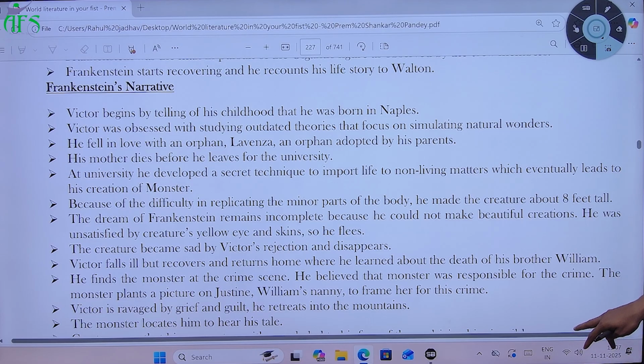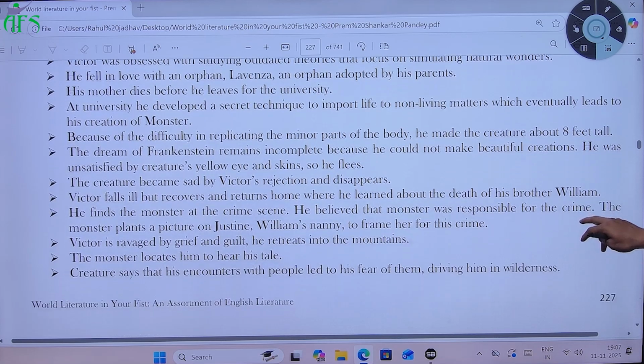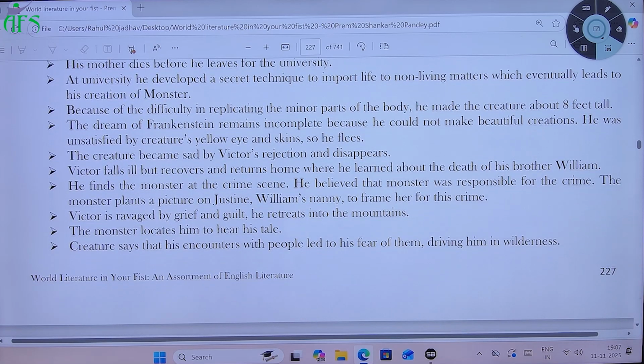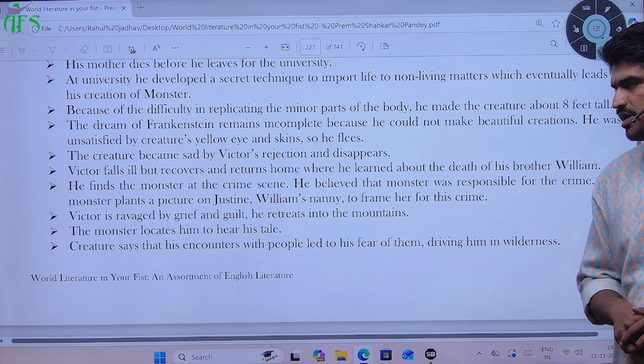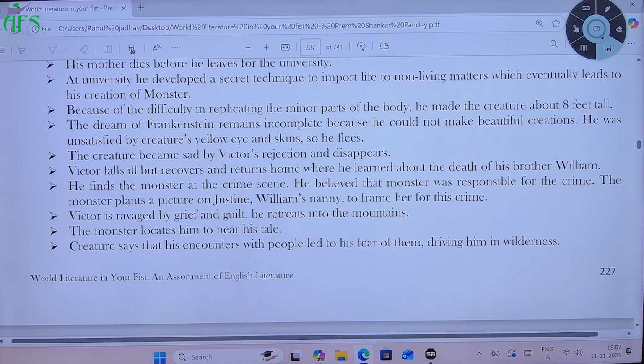Victor falls ill but recovers and returns home, where he learns about the death of his brother, William. He finds the monster at the crime scene. He believed that the monster was responsible for the crime. The monster plants a picture of Justine, William's nanny, to frame her for this crime. Victor is ravaged by grief and guilt, so he retreats into the mountains.